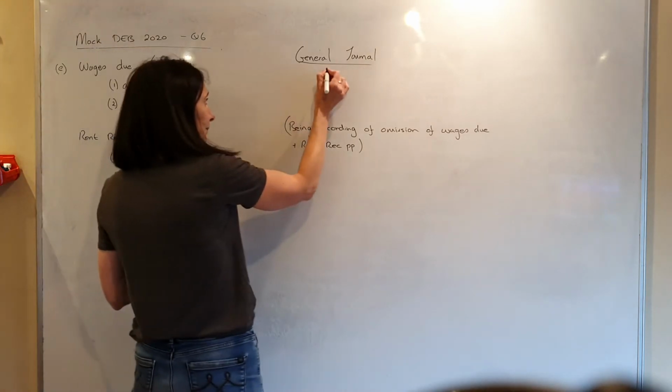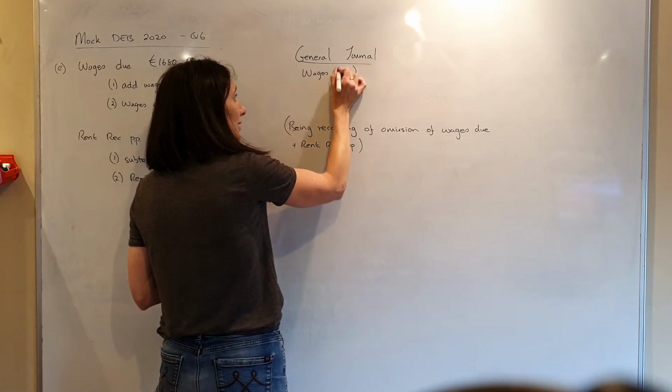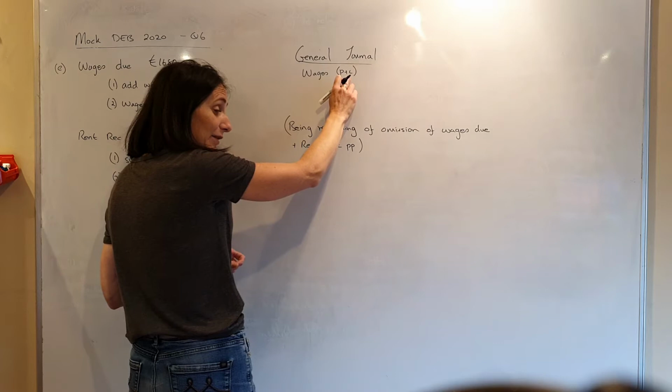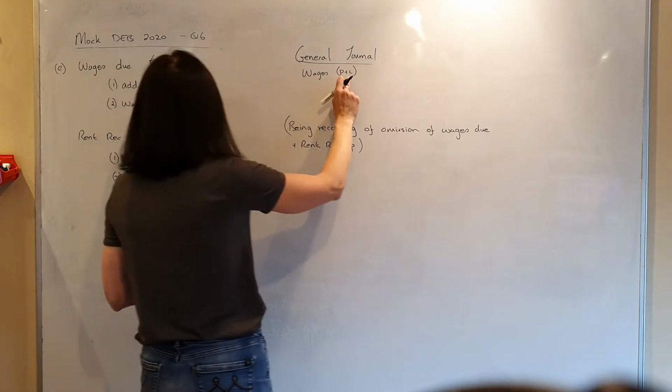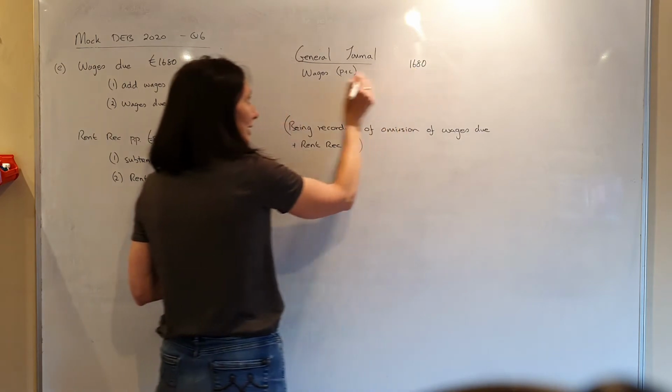So up here, you're going to put in wages in the profit and loss. You want to include it in your wages. So wages is an expense. Expenses are on the debit. And you want to include it. So you need to put 1680 on the debit side.